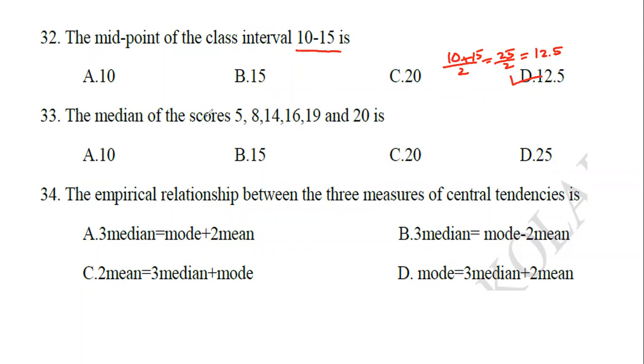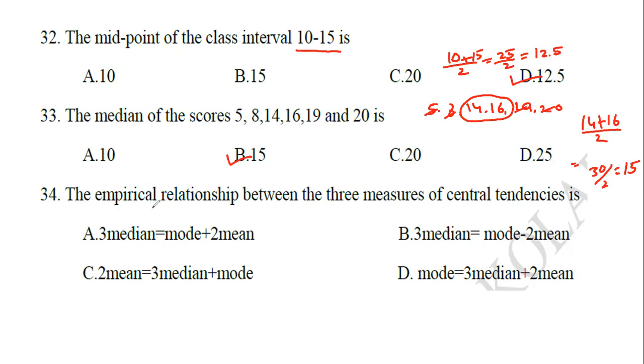Next, the median of the scores 5, 8, 14, 16, 19, 20. Here, cancel one from each side, and the middle numbers left are 14 and 16. So add these, 14 plus 16 divided by 2. 14 plus 16 is equal to how much? 30 divided by 2. 30 by 2 is 15. Which option is right? Option B. B is correct.